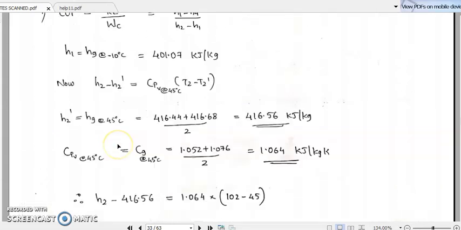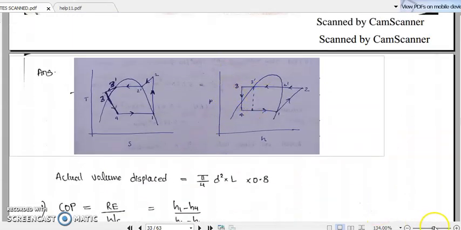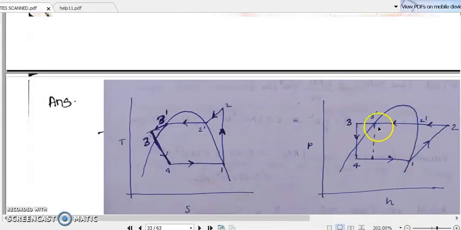Why? Where is this T3 dash coming from? T3 dash was at saturated liquid state, and what was the temperature of the refrigerant there? It was 45 degrees Celsius. So you can see the temperature at 3 dash and 2 dash was 45 degrees Celsius. So H3 dash will be equal to HF, where F stands for fluid or liquid, the enthalpy of the liquid state of refrigerant 22 at which temperature? 45 degrees Celsius.